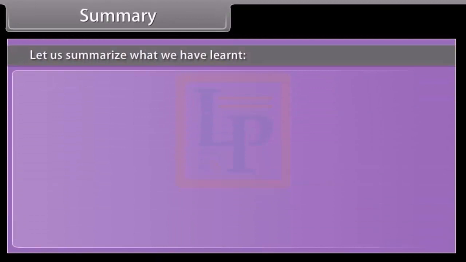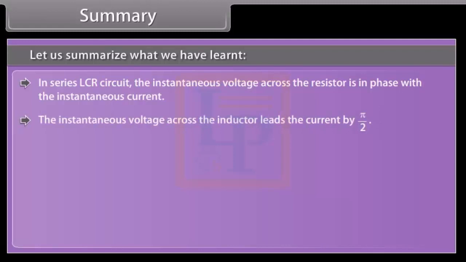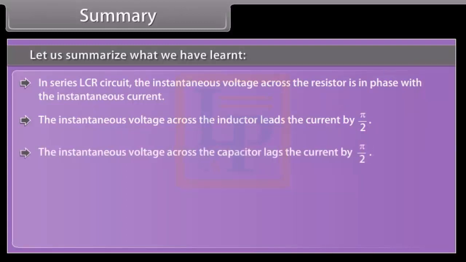Summary. Let us summarize what we have learned. In series LCR circuit, the instantaneous voltage across the resistor is in phase with the instantaneous current. The instantaneous voltage across the inductor leads the current by pi by 2. The instantaneous voltage across the capacitor lags the current by pi by 2.